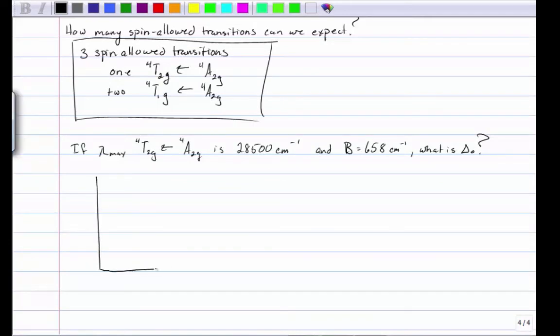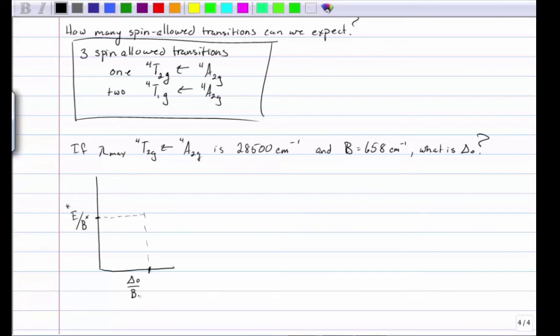Remember, you have an axis system here where you have E over B on this side, and you have delta over B down here. I gave you E and B. Now you have to find delta. If you find what this value E over B is, you'll know where it is on this axis, and you can simply go over and down to get your delta over B, and then solve for delta.